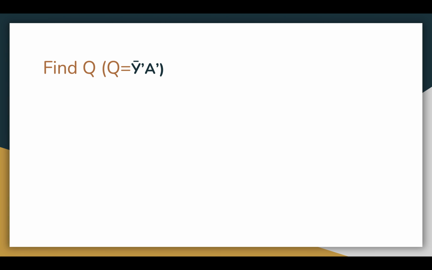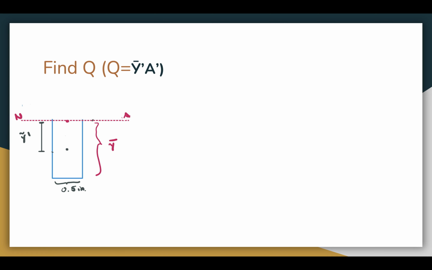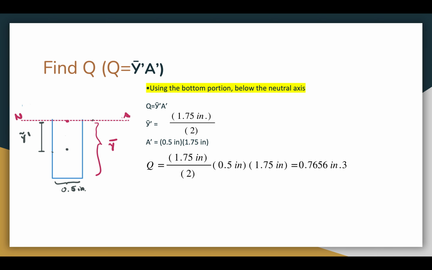Q is an interesting little guy, and basically all that Q is the area from the neutral axis to the point of the composite section where you're trying to take your measurement or determine the shear stress in this case. So we're going to use the bottom portion below the neutral axis. So basically that means that we're only using this little rectangle here. Well, and then our y bar prime is the centroid of that area. So we know all that. We can just go through with the calculation, and we get our Q value to be 0.656 inches cubed.